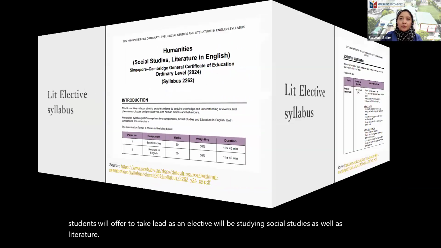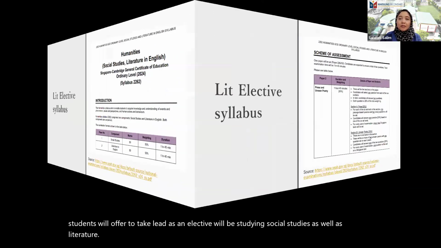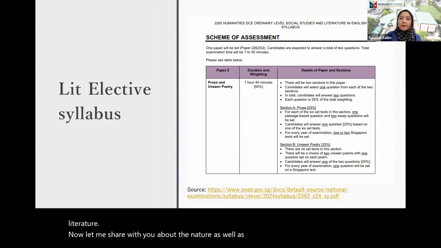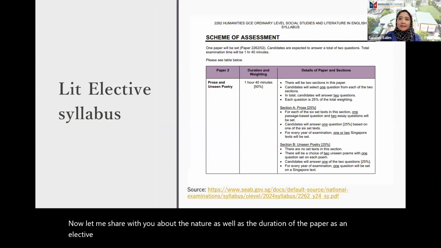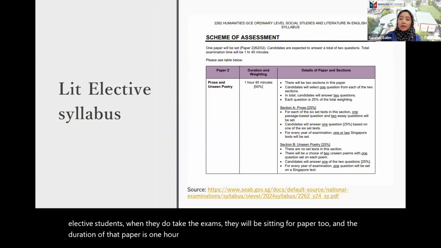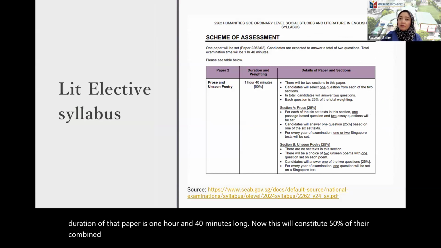Now, let me share with you about the nature as well as the duration of the paper. As an elective, students, when they do take the exams, will be sitting for paper 2, and the duration of that paper is 1 hour and 40 minutes long. Now, this will constitute 50% of their combined humanities, where the other 50% will come from their social studies subject.